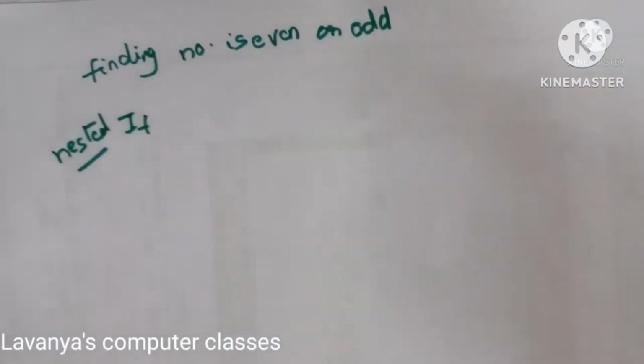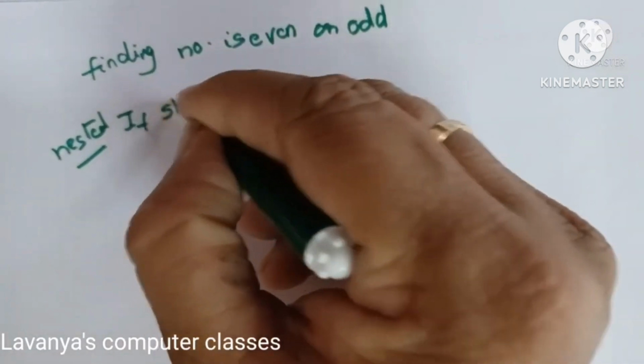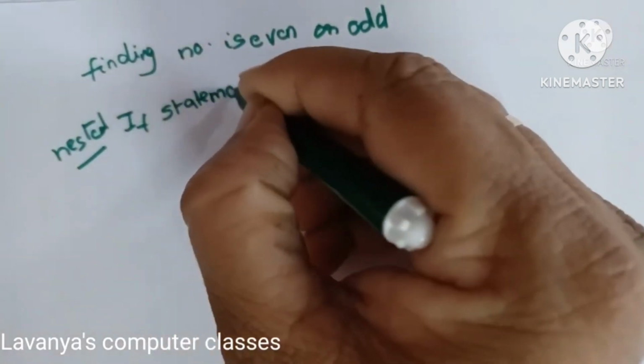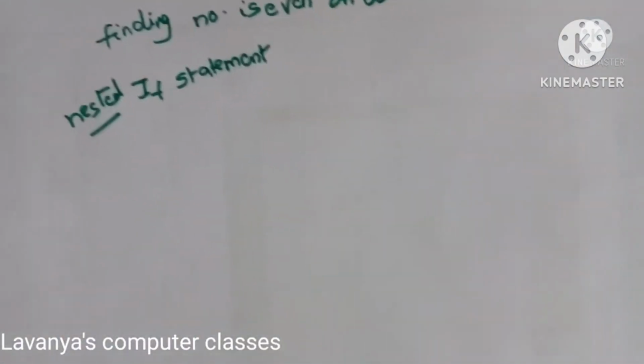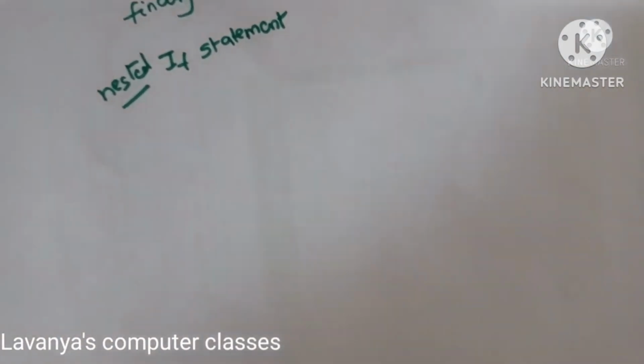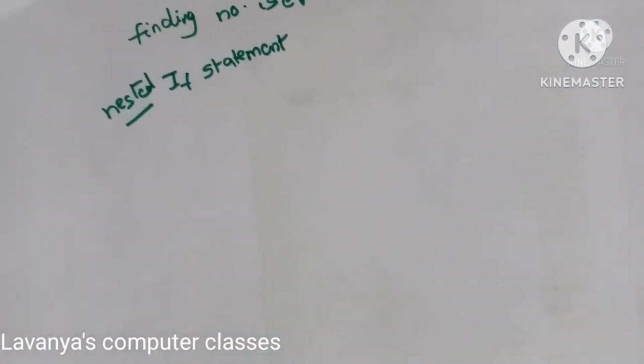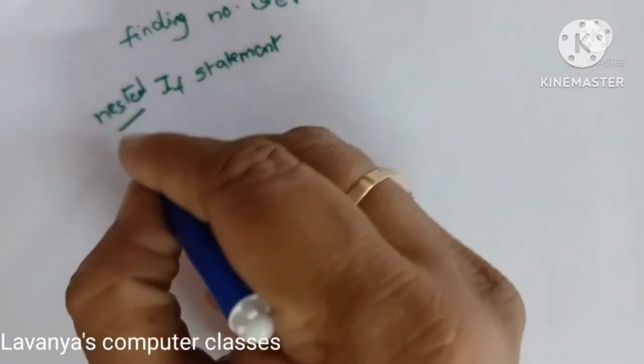Nested if statement. So what is the nested if statement? A nested if statement means one if statement contains any number of if statements. One if contains a number of if statements, that is called a nested if statement. First I will explain with syntax, then I will go for an example.